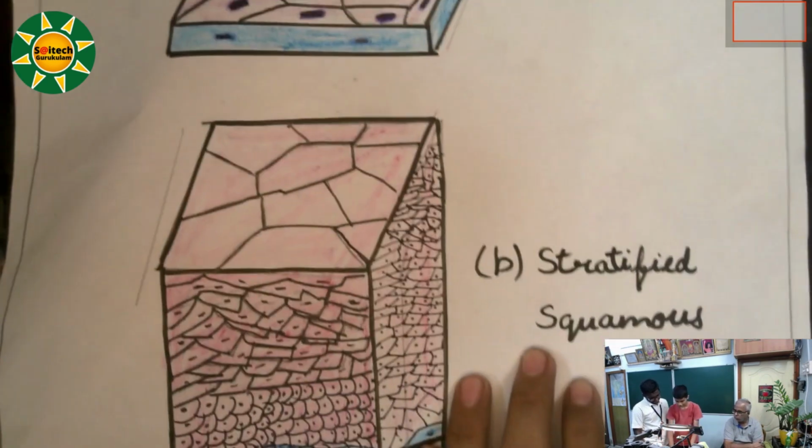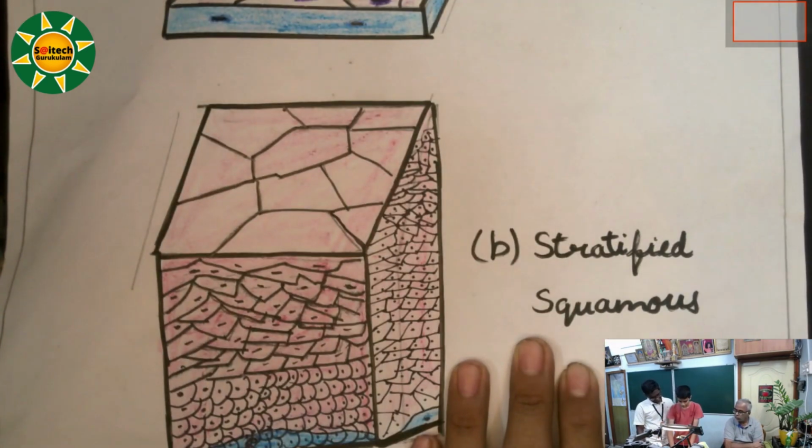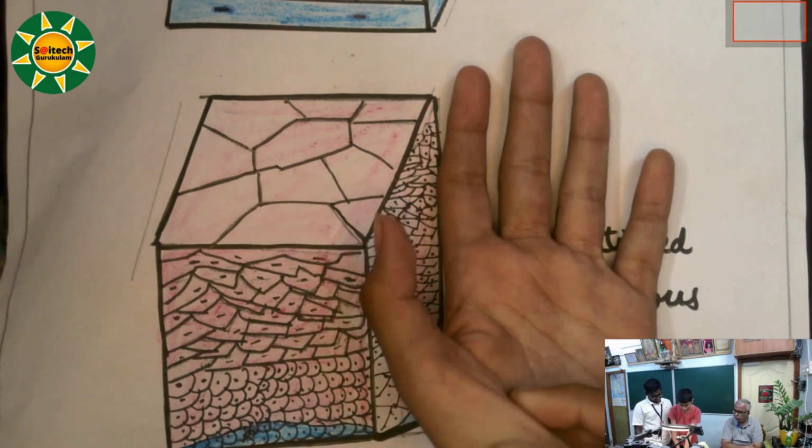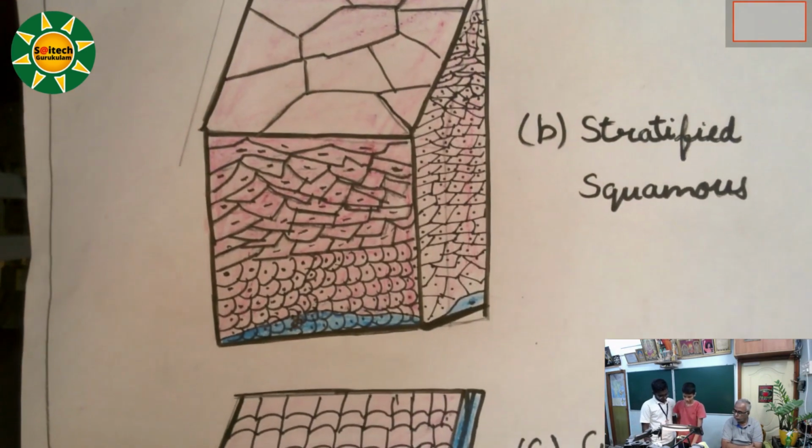Next, stratified squamous. These are a mixture of squamous, multi-layered. Stratified means multi-layers of tissues. These are in our human body. If you take your palm, your palm is so hard. There are multiple layers of tissues. Next, my friend is going to explain.